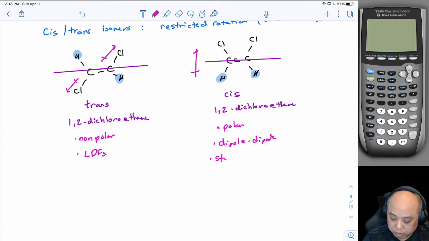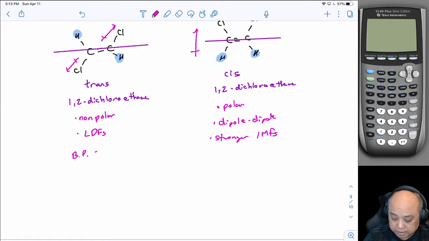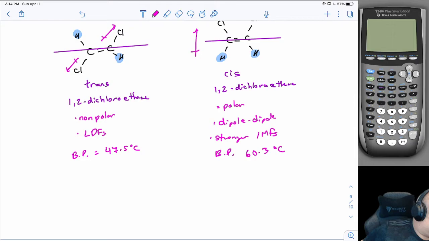IMFs. And you can witness that based on the boiling point of each of these, because the boiling point of this is 47.5 degrees Celsius, and the boiling point of this is 60.3 degrees Celsius. So that polarity is shown within those physical properties that depend on how strong the IMFs are. Namely, boiling point is the easiest one to refer to. So with trans versus cis, if there's a difference in polarity, and in this case there is, you'll see that observed in the different physical properties.